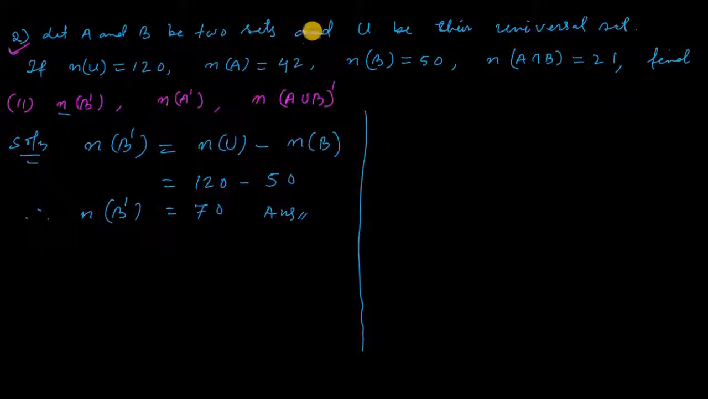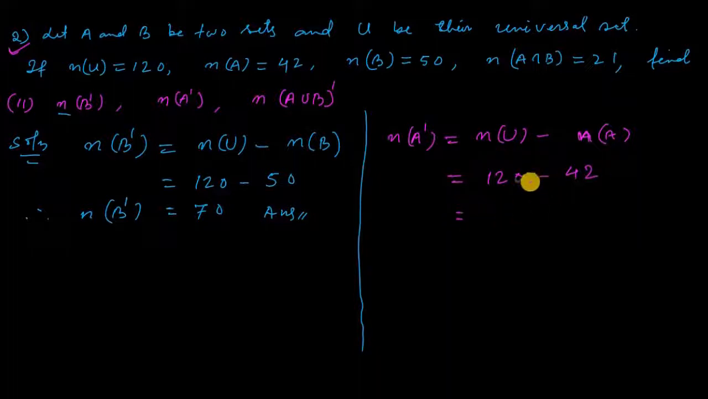Second part: n of A complement. The formula is n of U minus n of A. Here n of U equals 120 and n of A equals 42, so 120 minus 42 is 78. That is the answer. Therefore, n of A complement equals 78.